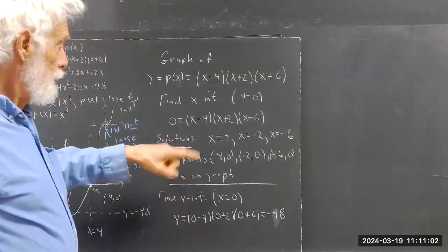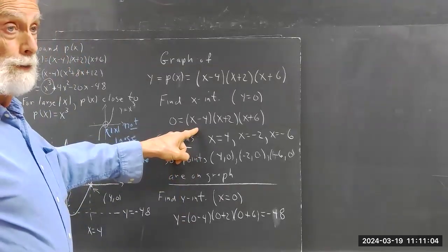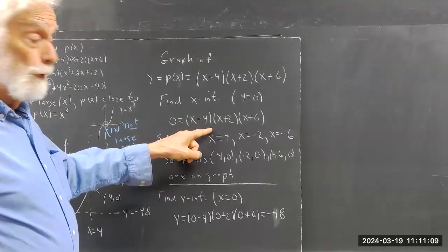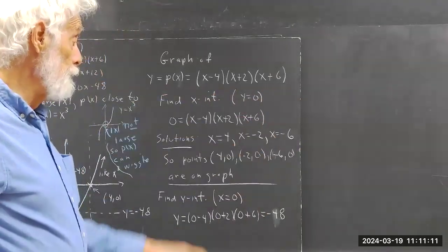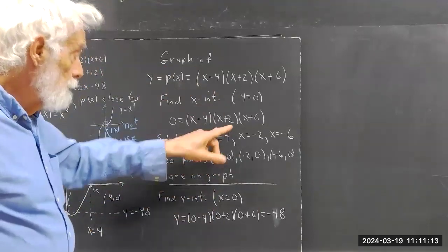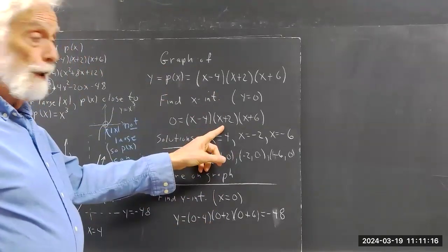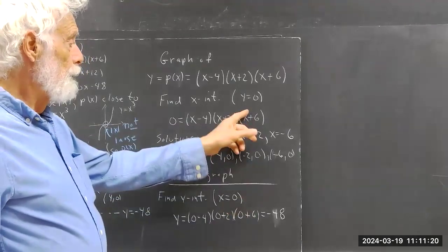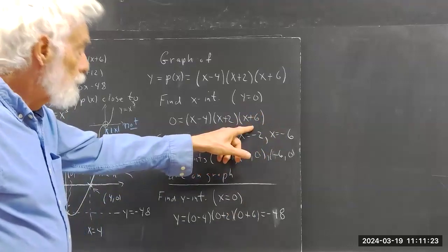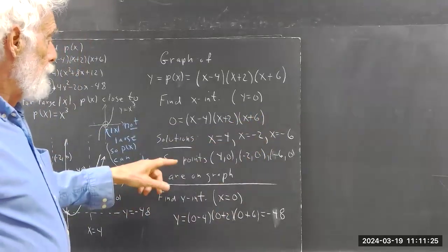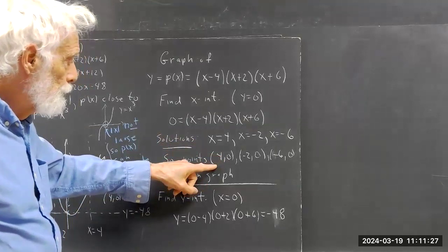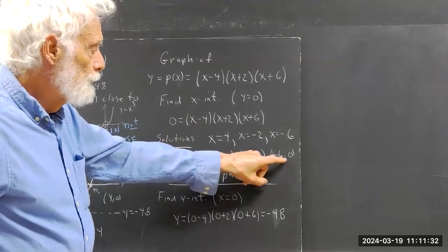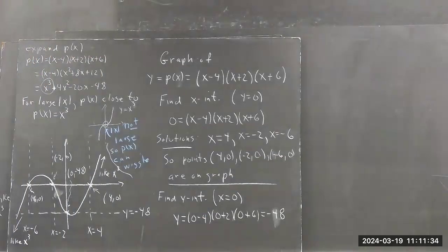So we say, well, okay, this factor could be 0 if x equals 4, right? 4 minus 4 gives you 0. That makes the whole thing 0. Or if x equals -2, because -2 would make this factor 0. Or -6, because that's what would make this factor 0. So the points for x equals 4 and y equals 0, x equals -2, y equals 0, x equals -6, y equals 0 are going to be on the graph.